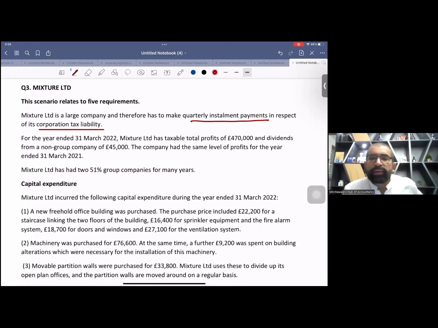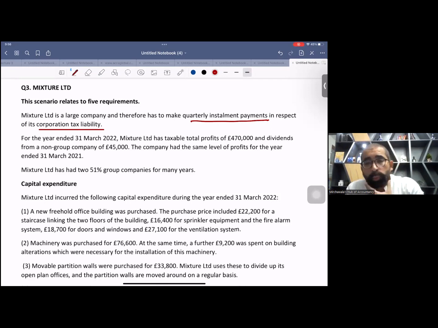Just concentrate, you will understand. There are two types of companies, a small company and large company. Remember, small company pays tax after the end of 9 months plus 1 day from the end of the accounting period. But a large company pays tax in installments.